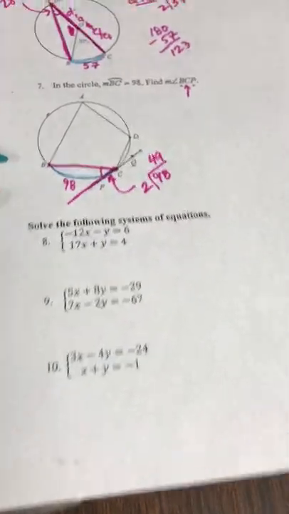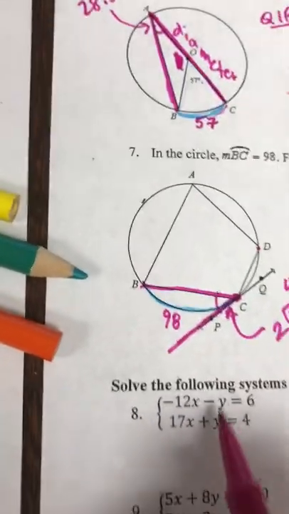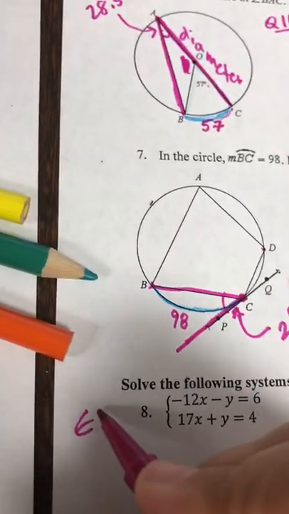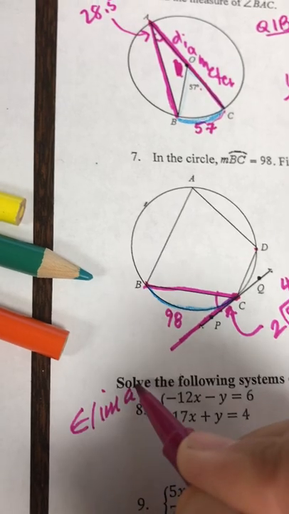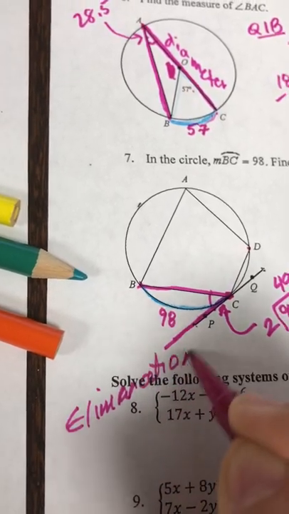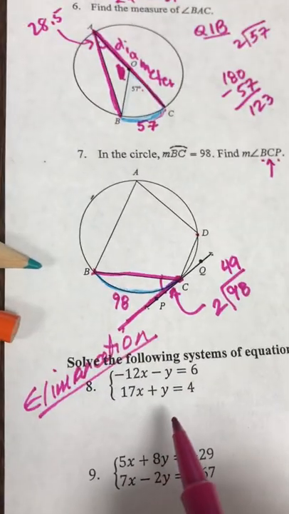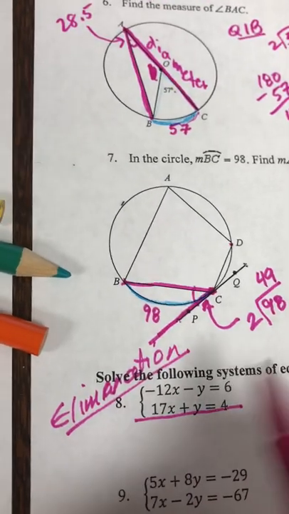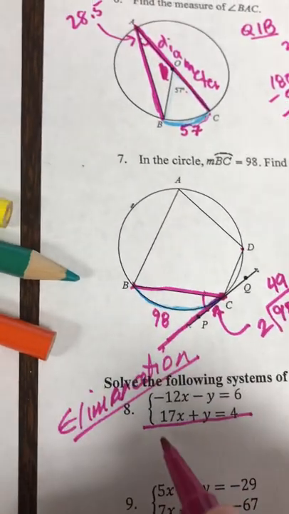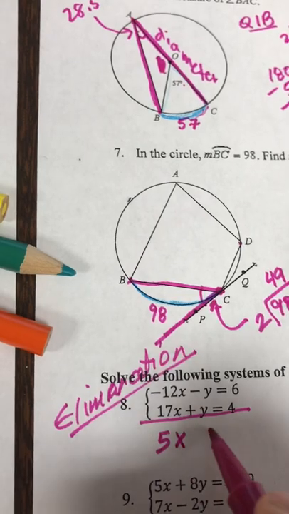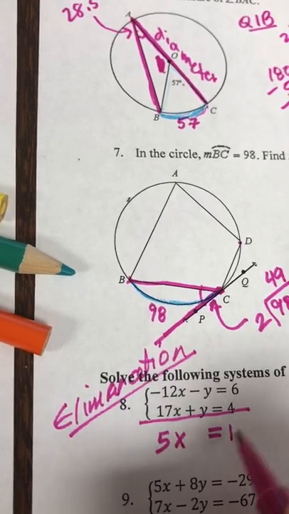Welcome back. We're going to do, just on this video, these systems of equations. Hopefully you're picking up that for this one, although you can use any of the methods, elimination is definitely good because it's already set up. So negative 12x plus 17x would leave me with 5x, and 6 plus 4 is 10.